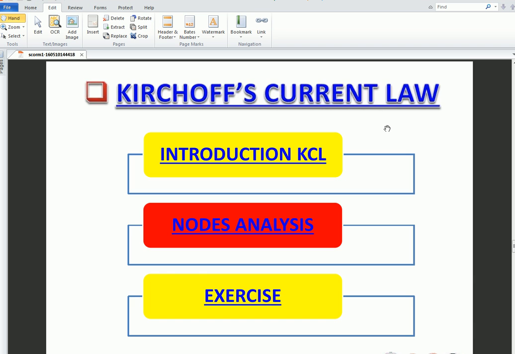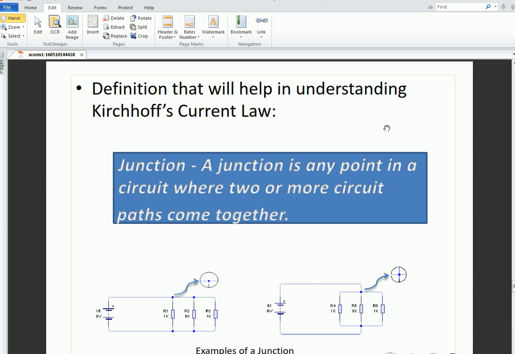So first we have to define a junction. A junction is any point in a circuit where two or more circuit paths come together. We may also call it a node.